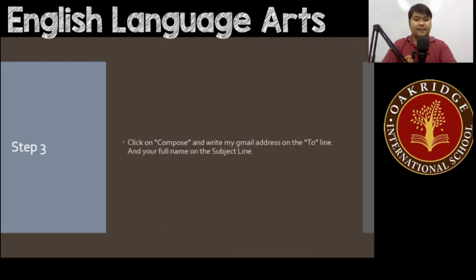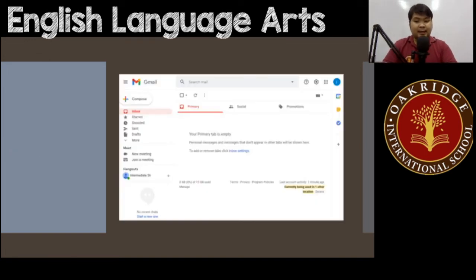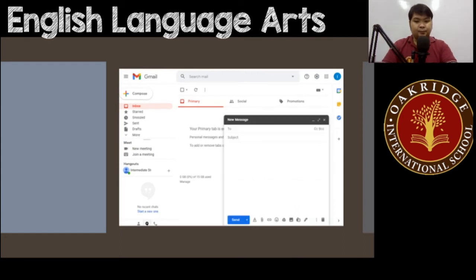Next, click on compose and write my Gmail address on the To line and your full name on the subject line. So it would look like this, guys. You have here already the web browser. Click on compose. Compose is over here. Click on this one, and then you'd get a small window popping up. On the To line, click on it over here, and then type in my email address.